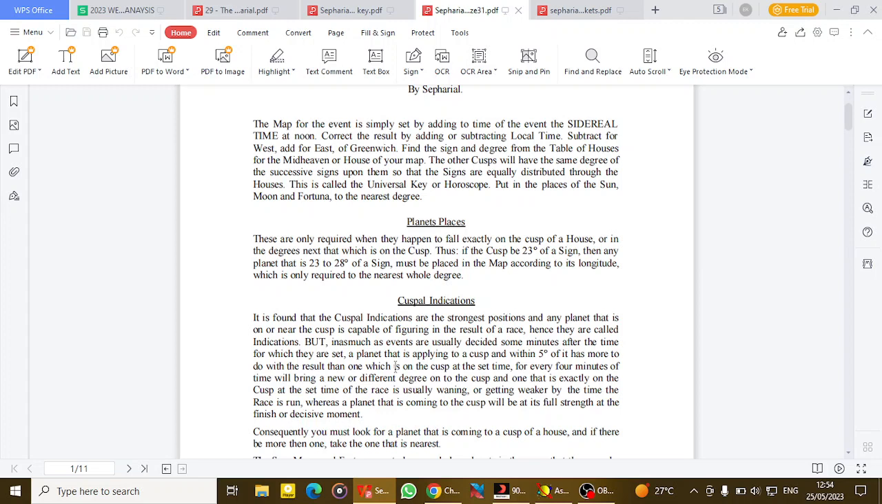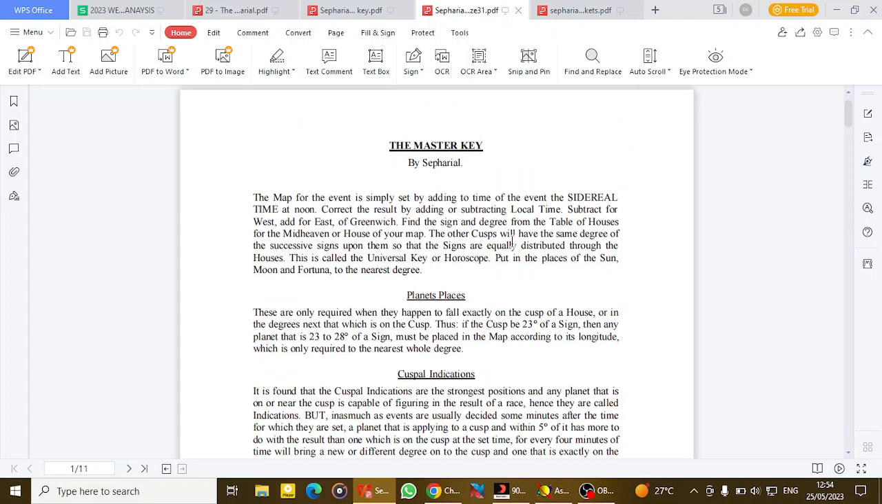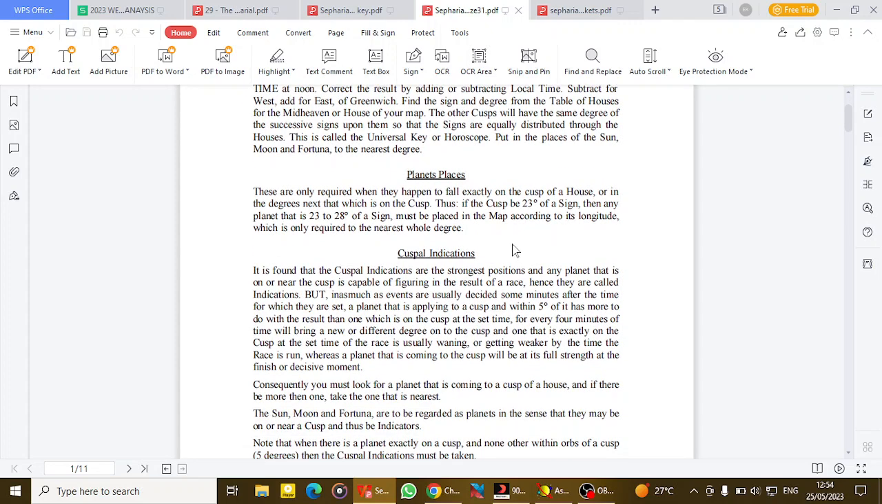And in this video I'm going to talk about orbits and how they are used in astrology. There's a small key that Sepharial made, called the Master Key, and in that part it talks about caps indications. It says it is found that the caps indications are the strongest positions, and any planet that is on or near the caps is capable of figuring in the result of a race. Hence, they are called indications.